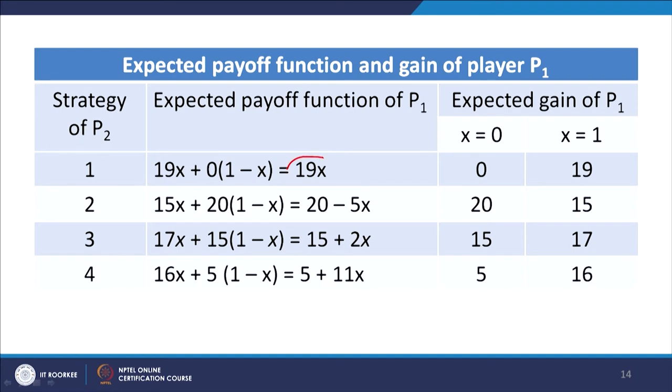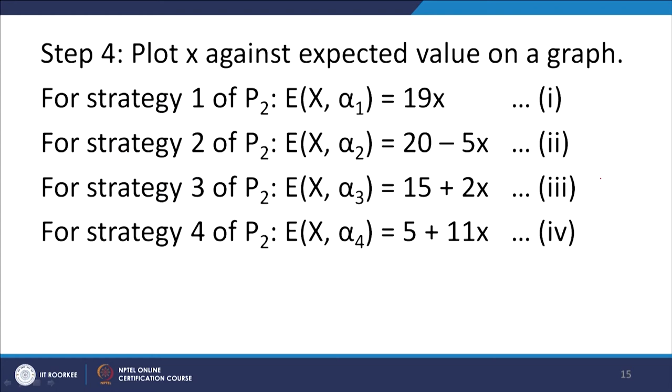So, in this 19x, if you substitute x is equal to 0, you get 0, and if you substitute x is equal to 1, you get 19. So, this tells us that the value of this expected payoff function will vary from 0 to 19. And like this for the other strategies, strategy number 2, 3 and 4. So, what does it tell us? This tells us that we can plot these lines on the two-dimensional graph, and that is what we have to do.